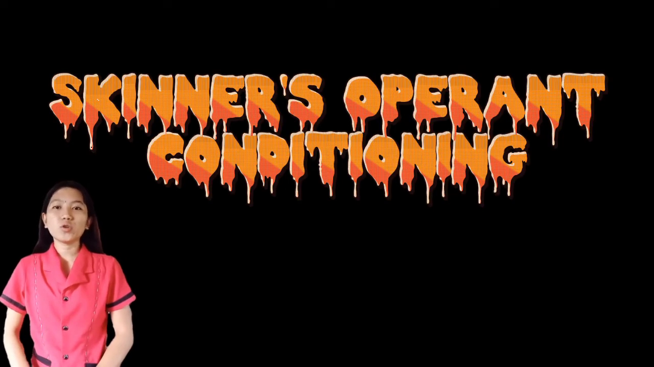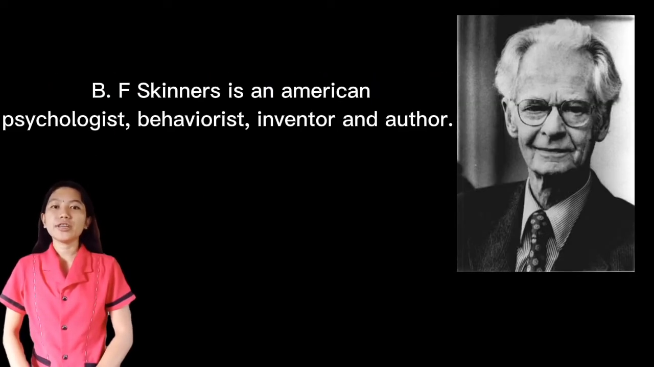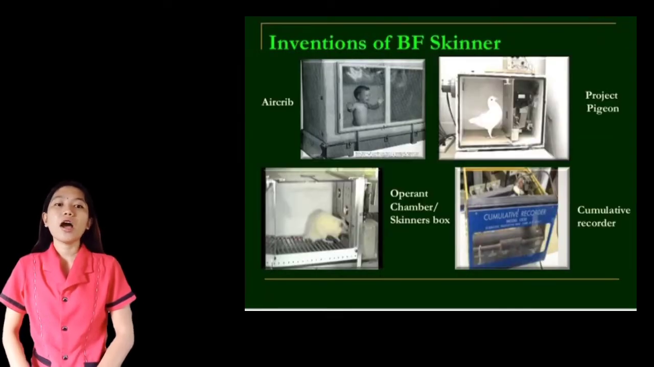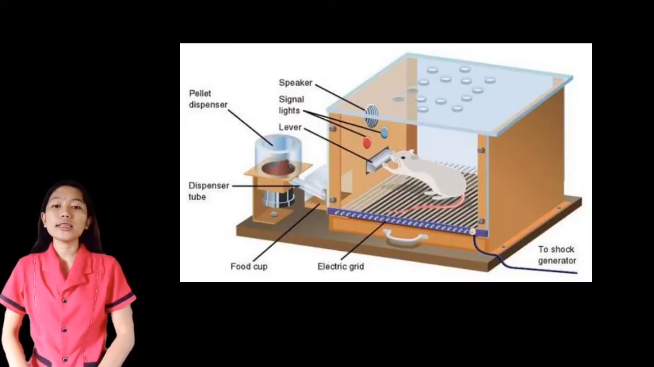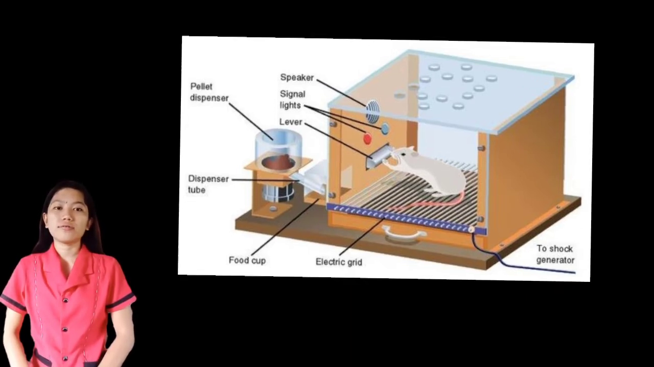Skinner's operant conditioning. B.F. Skinner is an American psychologist, behaviorist, inventor, and author. Skinner had four inventions: the air crib, Project Pigeon, the operant chamber or Skinner's box, and the cumulative recorder. Skinner used a Skinner's box for his experiment with a mouse and observed its behavior.